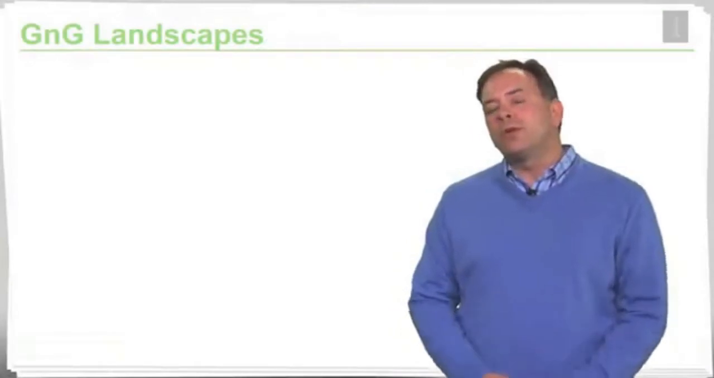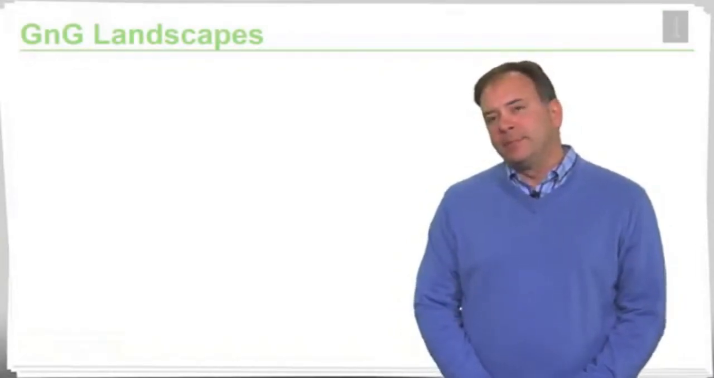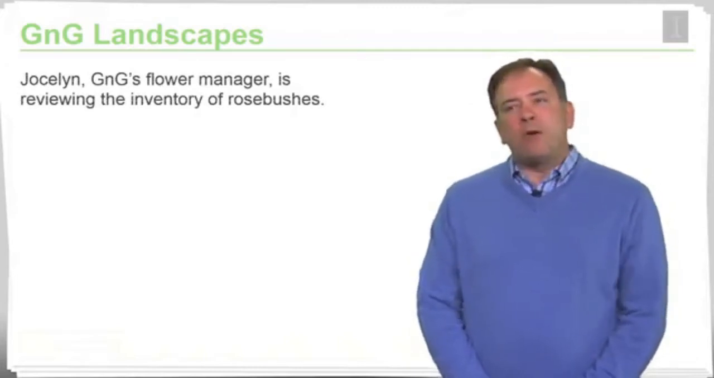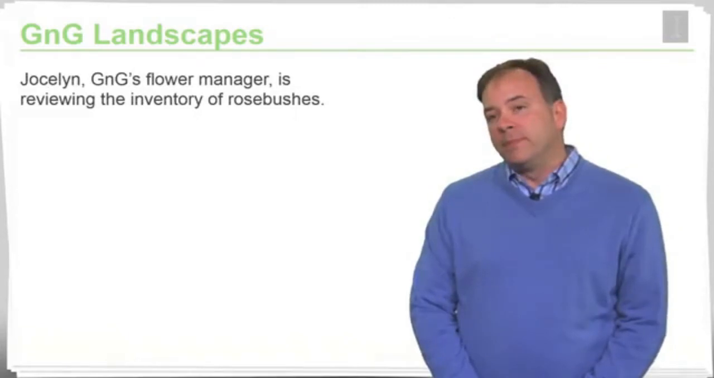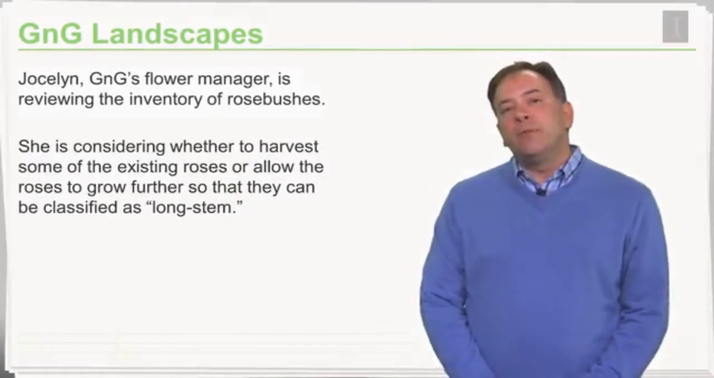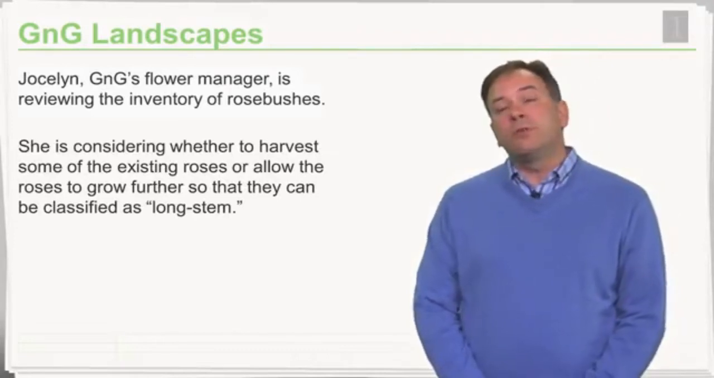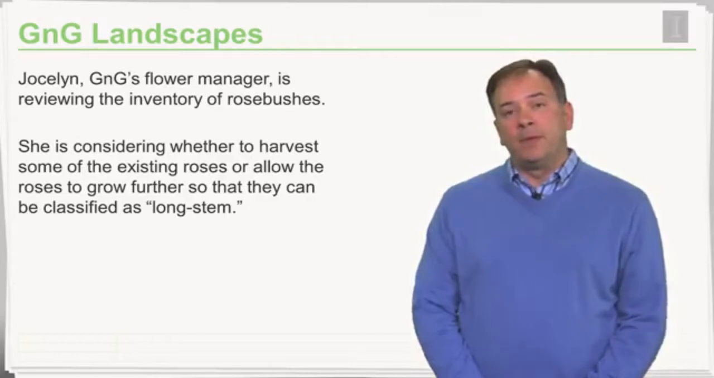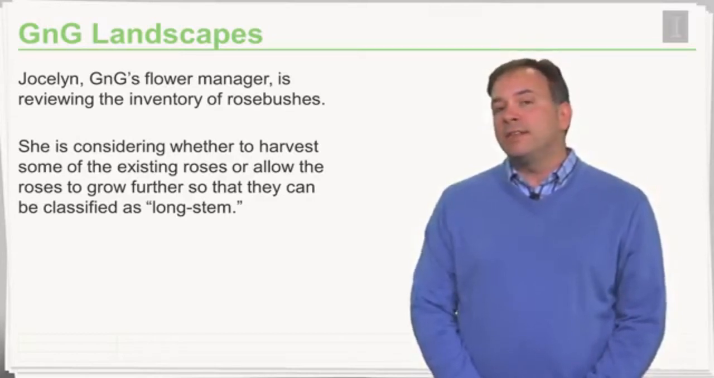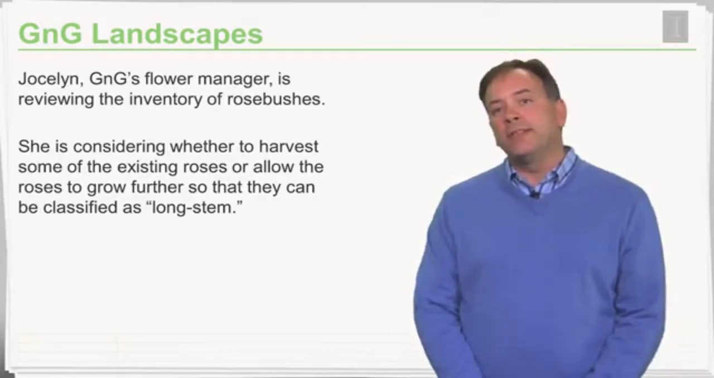Let's look at one more sales-oriented decision in our G&G landscape setting. Jocelyn, the flower manager, is reviewing the inventory of rose bushes. She is considering whether to harvest some of the existing roses or allow the roses to grow further so that they can be classified as long stem. Essentially, Jocelyn faces a sell as is or process further sales-oriented decision.